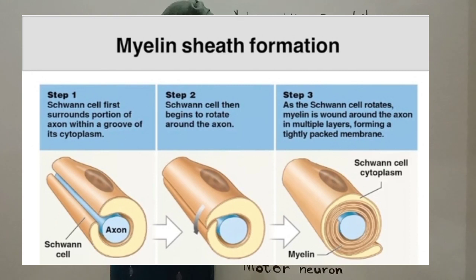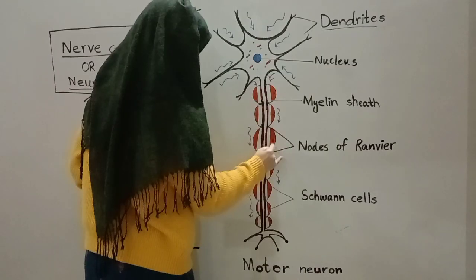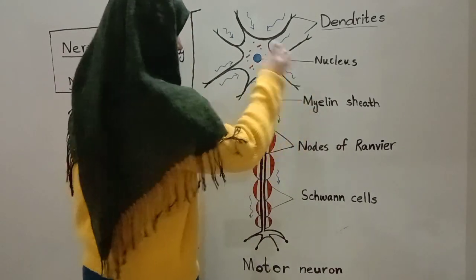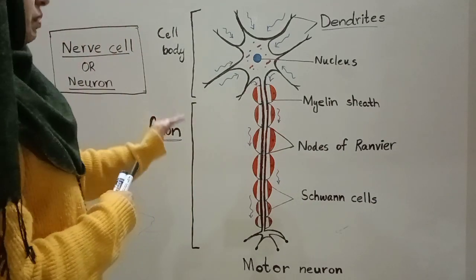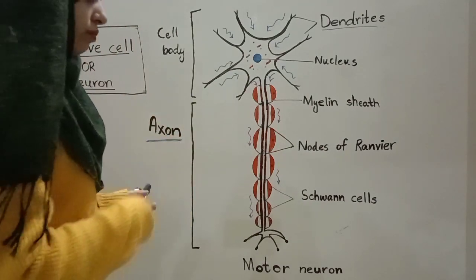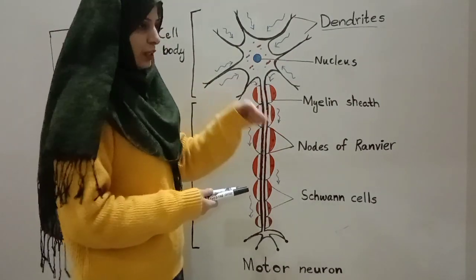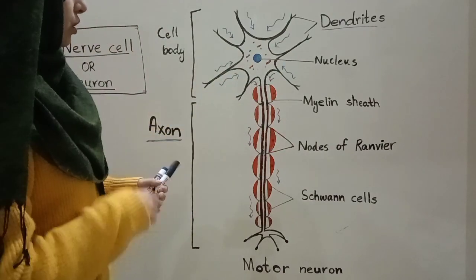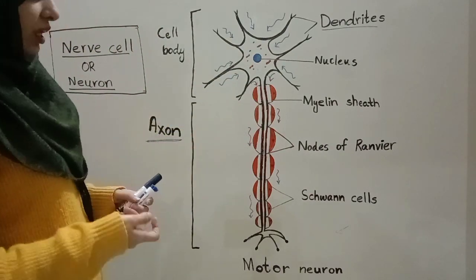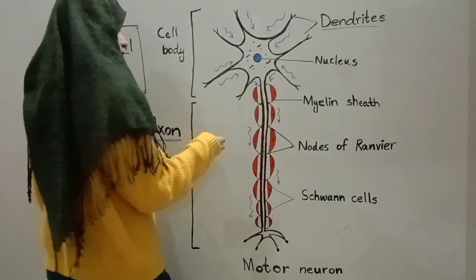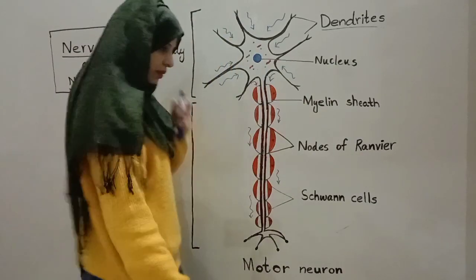Let's talk about the Schwann cells. Schwann cells or neuroglial cells are present in the axon at regular intervals, and they secrete a fatty layer called the myelin sheath. This myelin sheath is basically insulating, or acts as an insulator. It does not conduct the nerve impulses. Then how is it possible that a neuron which has a myelin sheath conducts the nerve impulses?